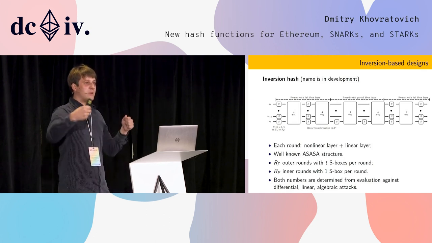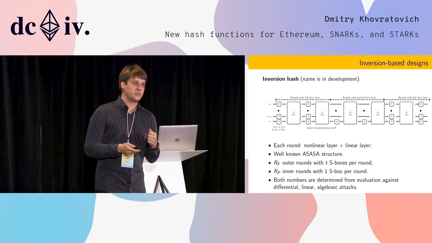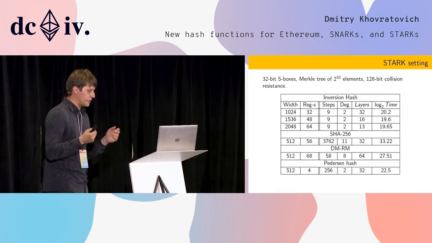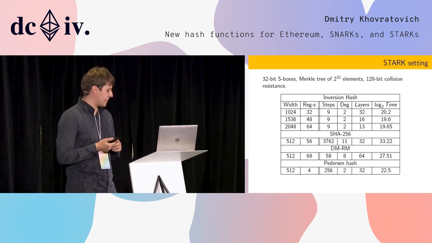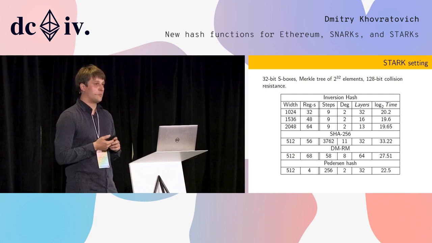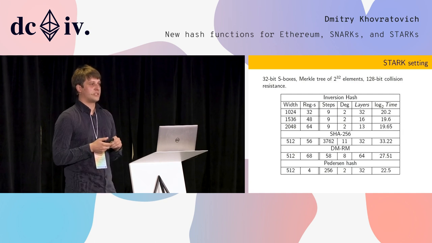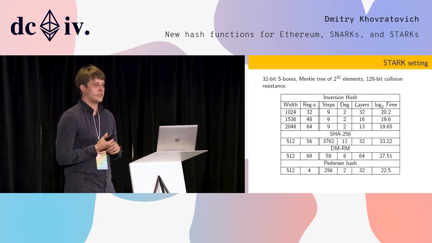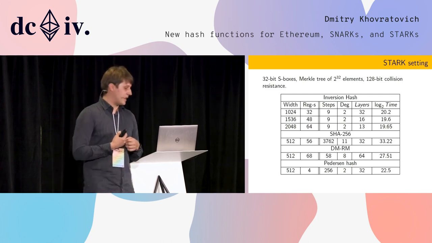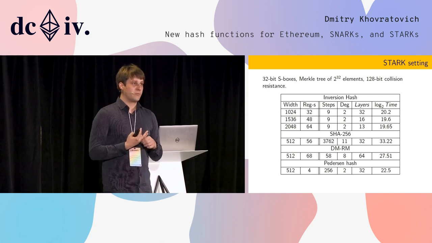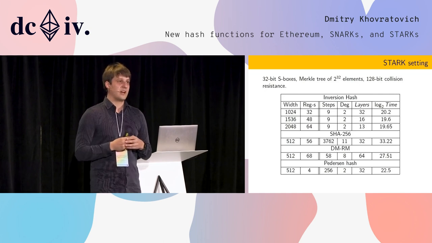It's interesting to try to expand our permutation to see how big it should be to give us the best circuits for trees. And for the STARK setting, what we have in our inversion hash, in the left column, is the width. And we can calculate, with pretty much the same formula that Eli Ben-Sasson has used for approximating STARK prover performance, the resulting predicted performance, which is in the rightmost column. It's a logarithm of time formula.